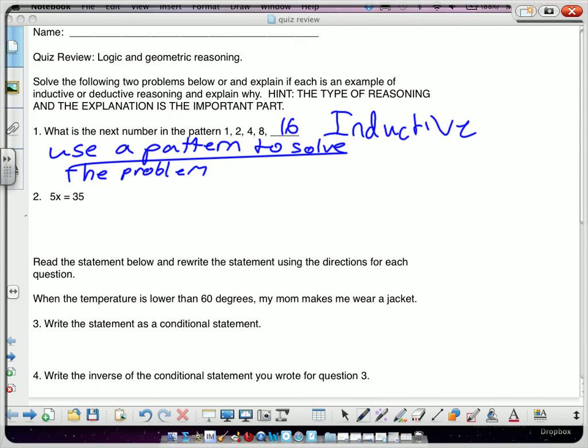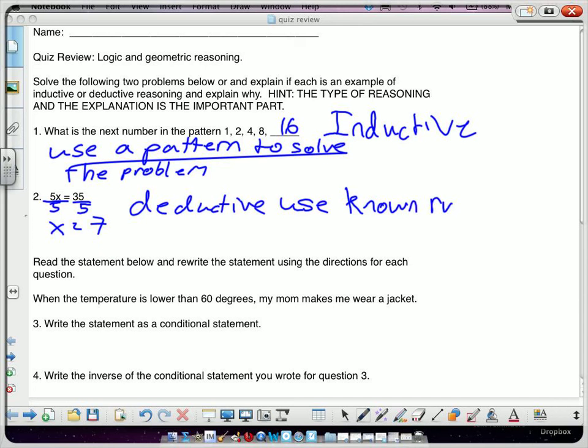All right. How are we going to solve number 2? 5x equals 35. Divide both sides by 5. X is going to equal 7. Inductive or deductive? Deductive. Why is it deductive? Uses known rules to find a solution.